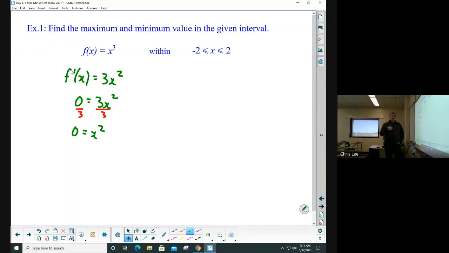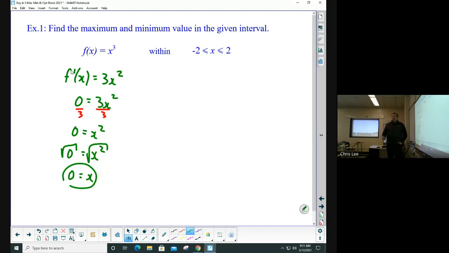If I want x, I'm going to take the square root of both of these, which of course is overkill because I think we all can see that 0 is the answer to this. The only value for x that's going to make this work is 0. So that is a spot where the slope of the tangent is 0. That means it's a potential max or min.